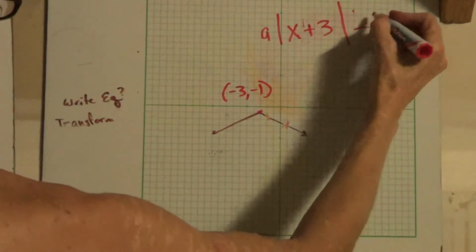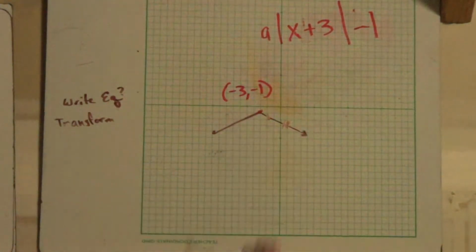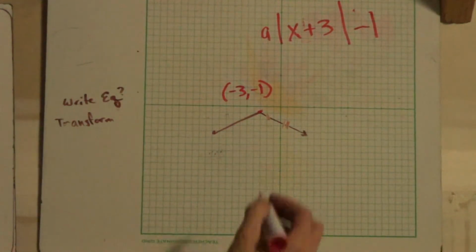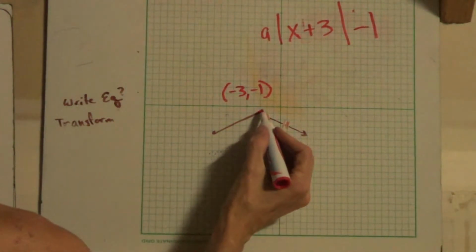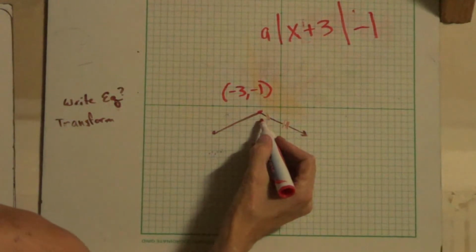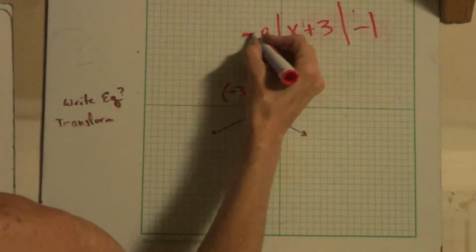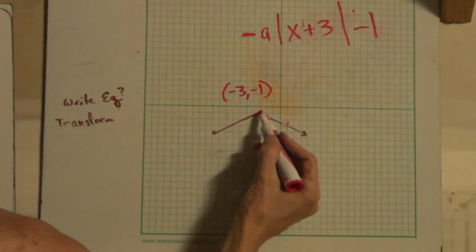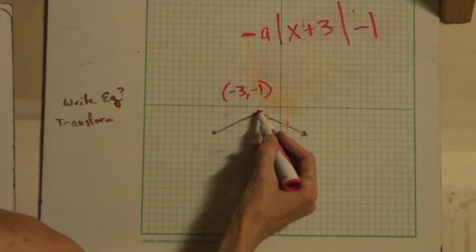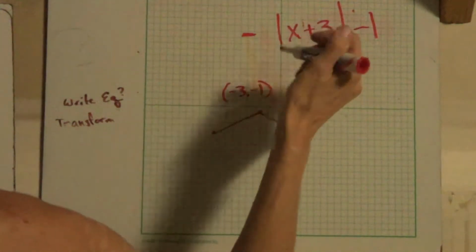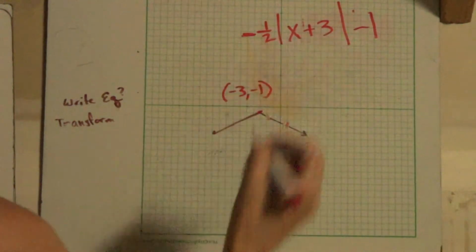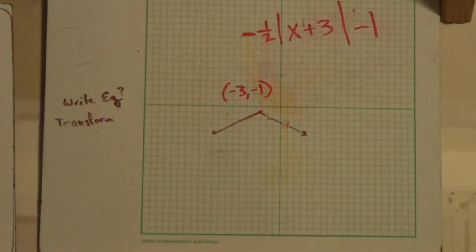So I always base things first off of the vertex. Now we look at whether or not it's stretched or shrunk. It does happen to come down instead of go up, so we know it's a negative. And if we count over, it goes over 1, down a half. Instead of over 1, down 1.